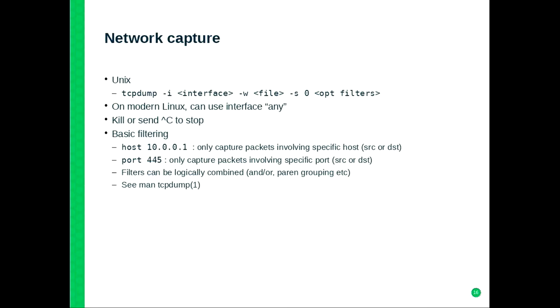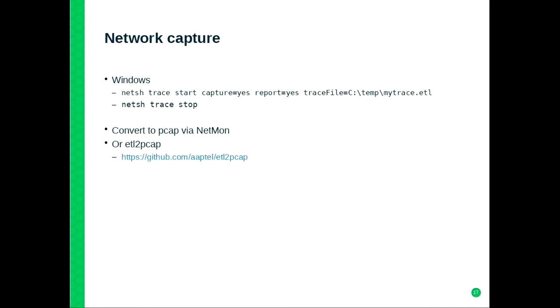To narrow down even more, you can put filters. You can say only capture packets involving this specific host, or this specific port, or both. You can see more in the man page. On Windows, the filtering and narrowing down is a bit more limited, but the gist of it is you run netsh trace start, and you put the path you want to record to. The file format of the trace is called ETL, which is Event Trace Log, I think, which Wireshark cannot open. So you can open them in Netmon and then export them to PCAP, which Wireshark can read. But I've reversed enough of the file format to actually convert those traces to PCAP. If you're interested, I have a repo there. It's a Python script. It's pretty simple.